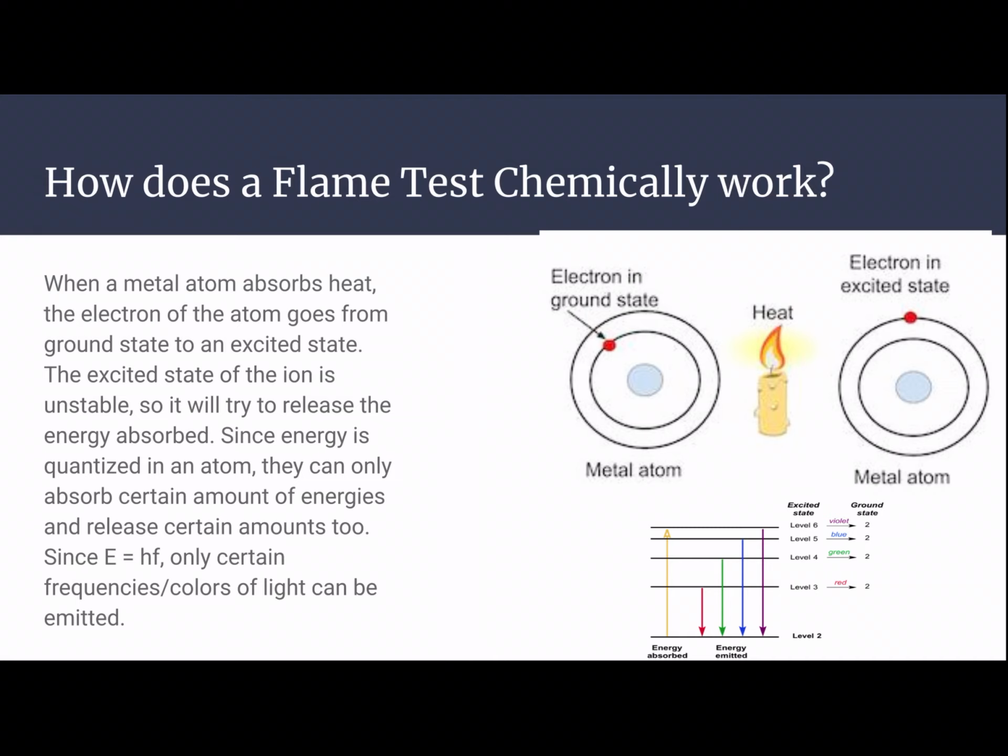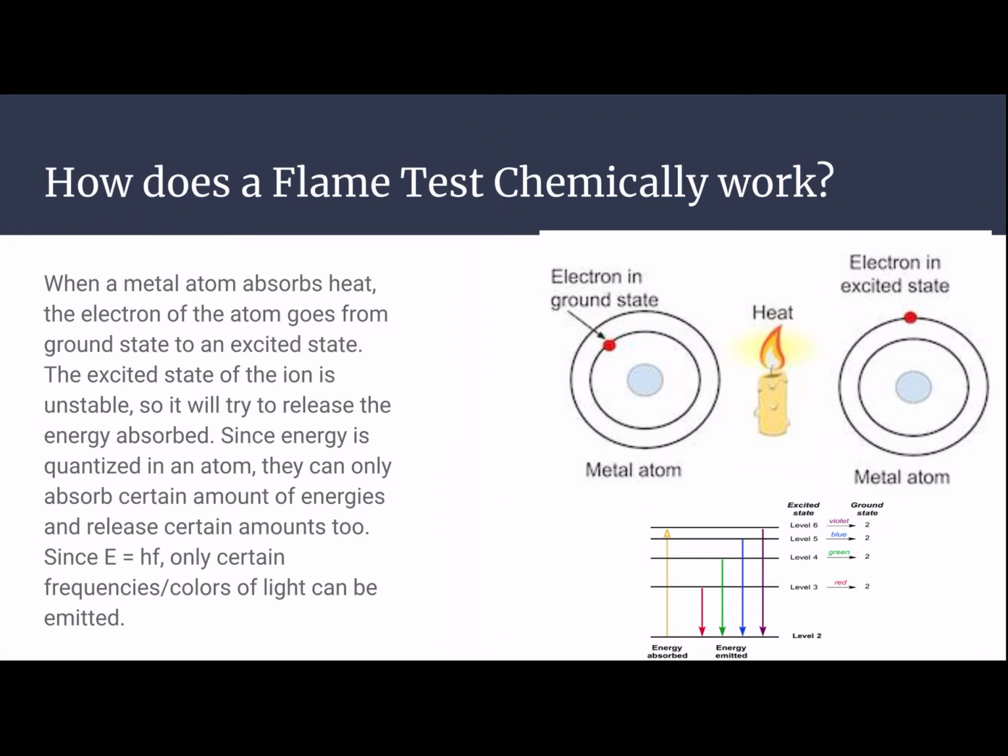So how does a flame test chemically work? When a metal atom absorbs heat, the electron of the atom goes from its ground state to its excited state. So in the picture, you see that an electron will go up one energy level or multiple energy levels after heat, such as fire, is added. The excited state of the ion is very unstable, so it will try to release the energy absorbed. Energy is quantized in the atom. They can only absorb certain amounts of energy and release certain amounts too. Like the bottom picture shows, they can only go from like level 6 to level 5, or level 5 to level 2, and things like that.